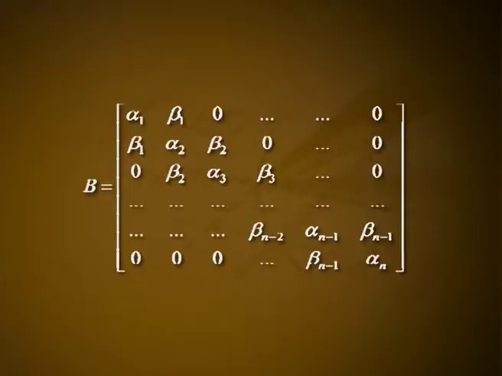for the given matrix A in the form B equals the matrix with rows alpha 1, beta 1, 0, etc.; beta 1, alpha 2, beta 2, 0, etc.; 0, beta 2, alpha 3, beta 3, etc.; and so on, with the last row 0, 0, 0, etc., beta n minus 1, alpha n. We have already mentioned that A and B have the same eigenvalues. Hence, it requires finding the eigenvalues of B. If beta i is not equal to 0 for i equal to 1, 2, etc., n minus 1, then the eigenvalues are distinct.